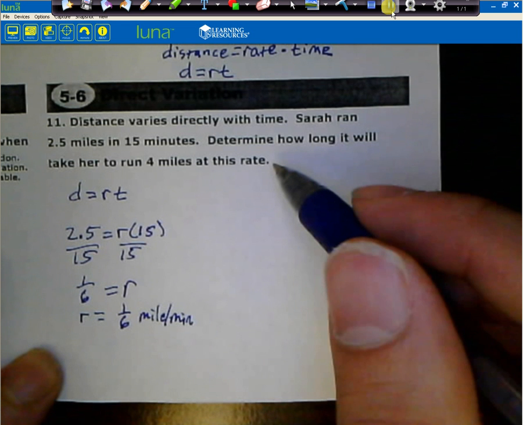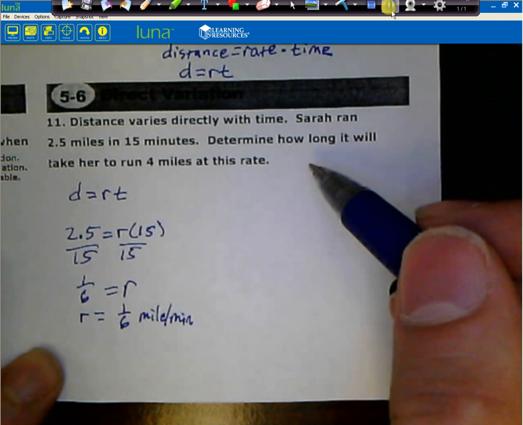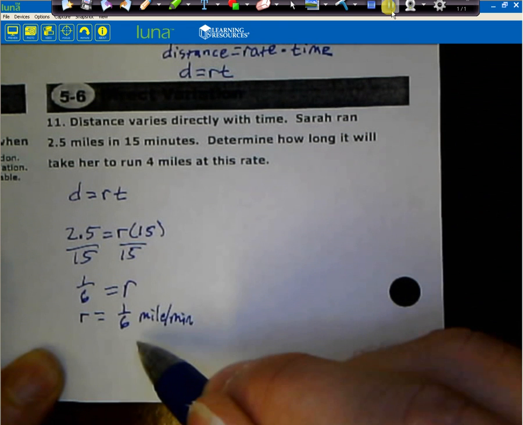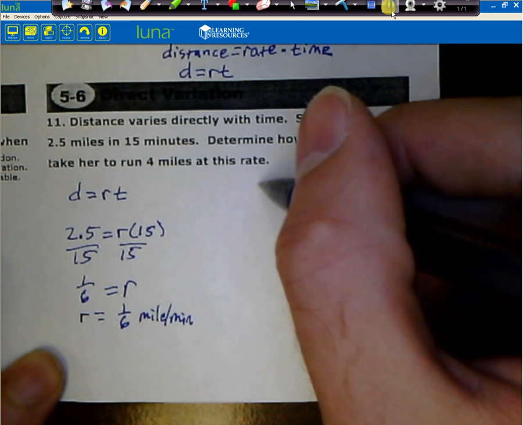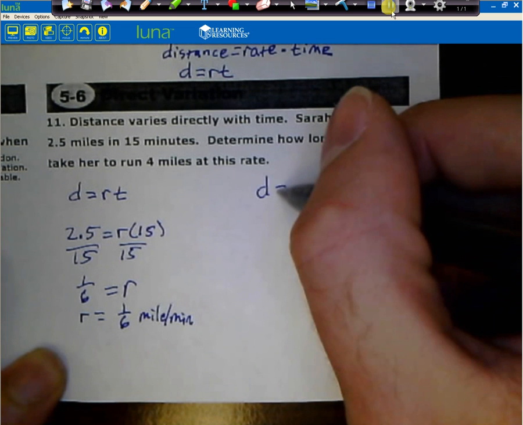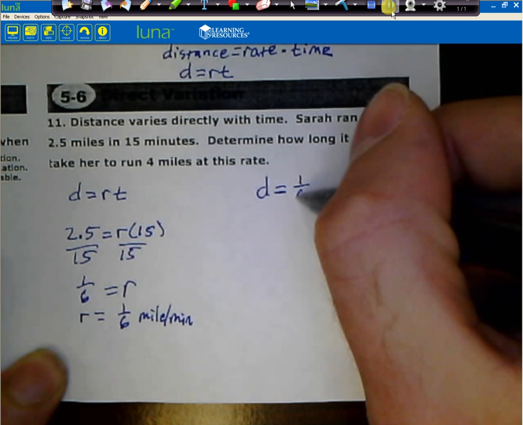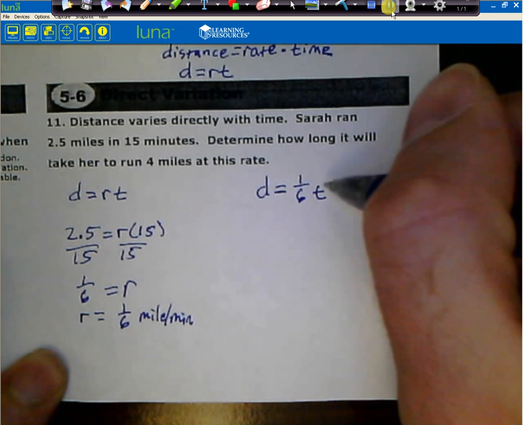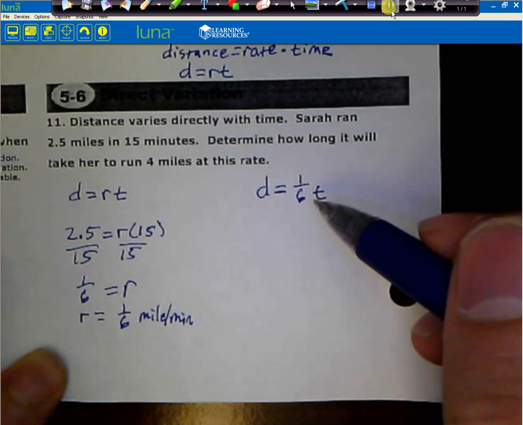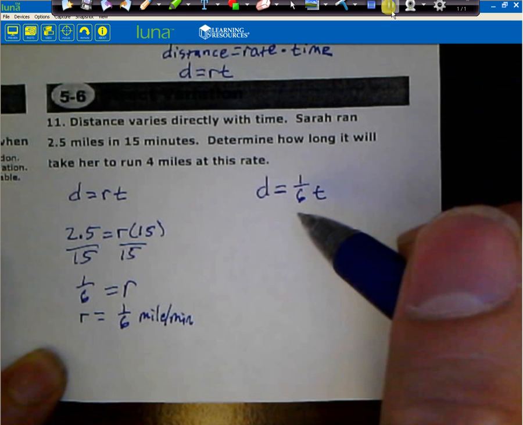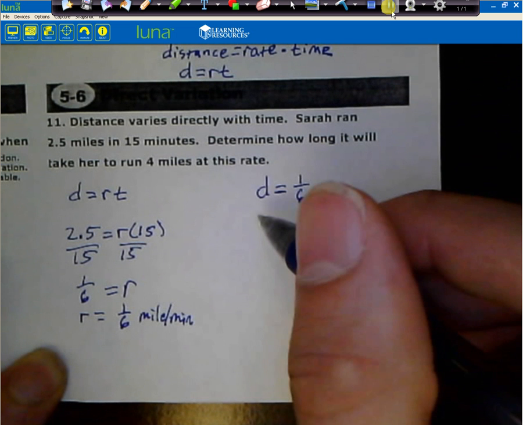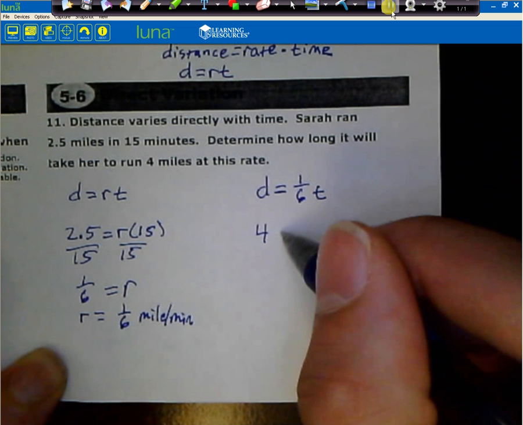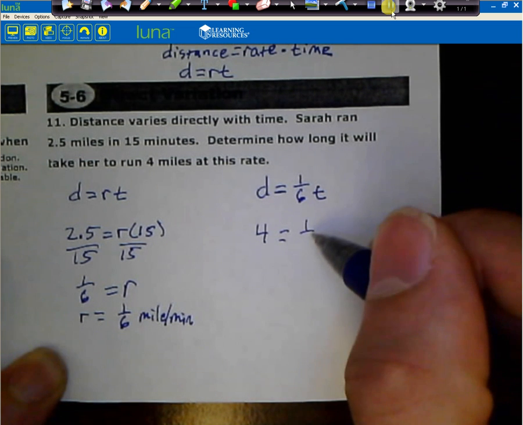Alright, what are we being asked here? We're being asked to figure out how long it's going to take her to run 4 miles at this rate of 1/6 miles per minute. Alright, so I know my rate now, so I'm going to plug that in. We got D equals 1/6 T. So this is the direct variation equation I'm going to use to figure out how long it's going to take her to run 4 miles. So 4 miles, that is a distance. So that's what I'm going to be plugging into D. So 4 equals 1/6 T.